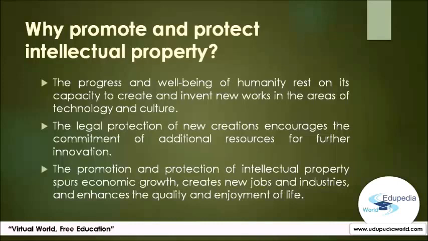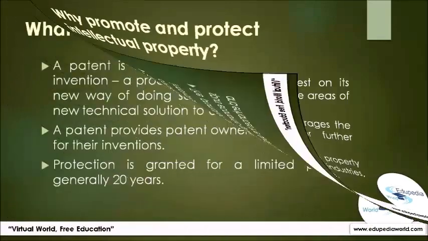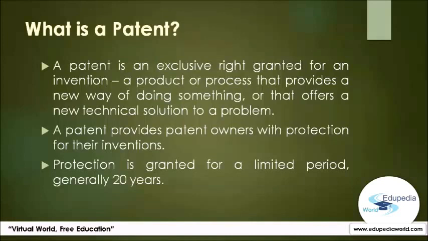Third, the promotion and protection of intellectual property spurs economic growth, creates new jobs and industries, and enhances the quality and enjoyment of life. All that it means is the intellectual property system helps strike a balance between the interest of innovators and the public interest, providing an environment in which creativity and invention can flourish for the benefit of all. So now we are moving on to discuss the first intellectual property protection mechanism, patent.